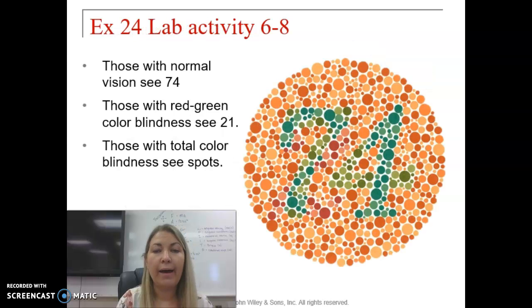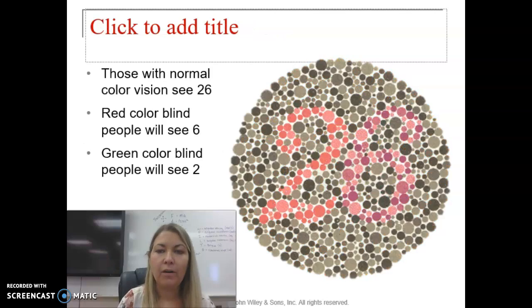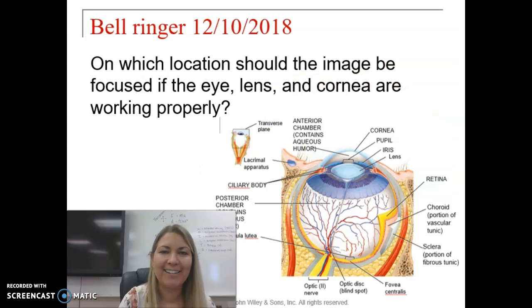We also have in exercise 24 some of these color vision charts, and of course yours are black and white, so you can't see these. But if you have normal pigmentation in your cones for color, meaning you have all three types of cones, you should be able to see a 74 in this diagram. The next one you should be able to see a 26. Again, some of this coloration might be a little muted as we go through the computers, so if you can't see those numbers, go visit your eye doctor.